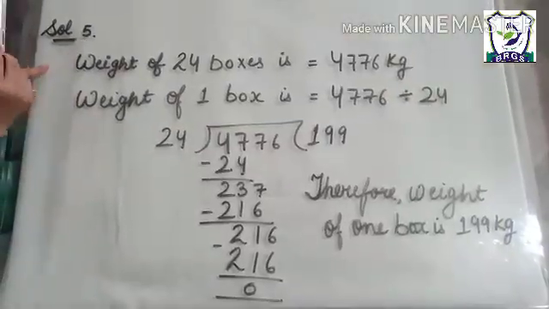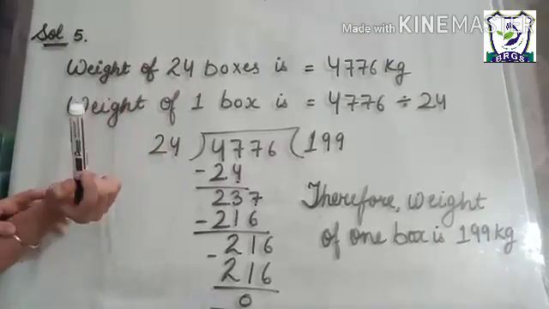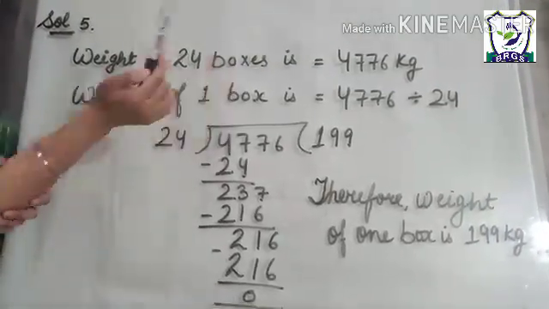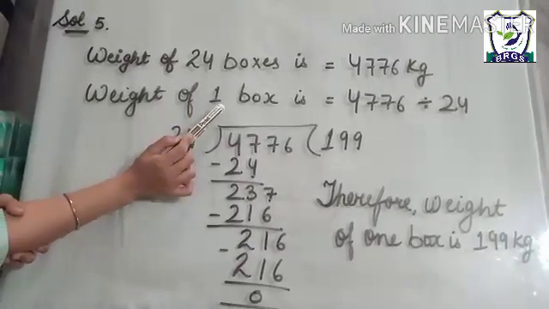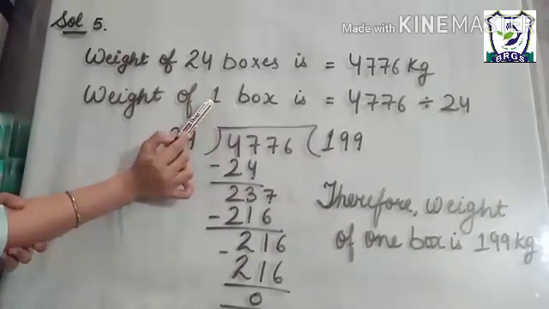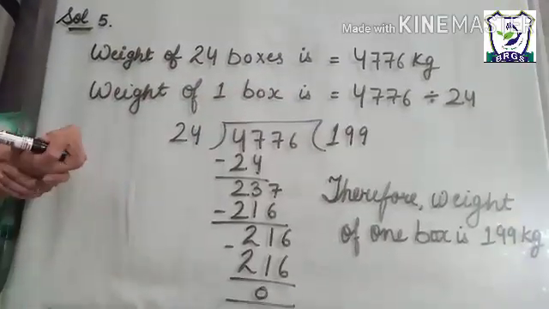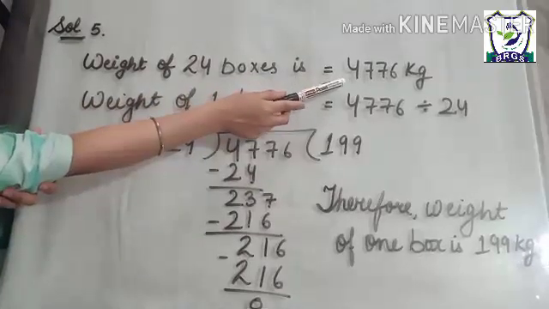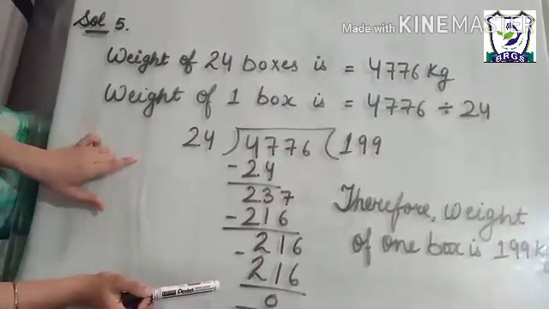Of question number 5. Students, you are given the weight of 24 such boxes. So the weight of 24 boxes is 4,776 kg. We have to find the weight of one box. So to get the weight of one box, what we will do students, we will do division. So we will divide the weight of the 24 boxes by 24 to get the weight of one box. This is the way I have done division here.